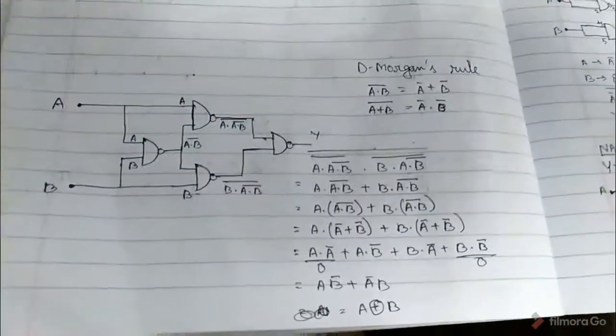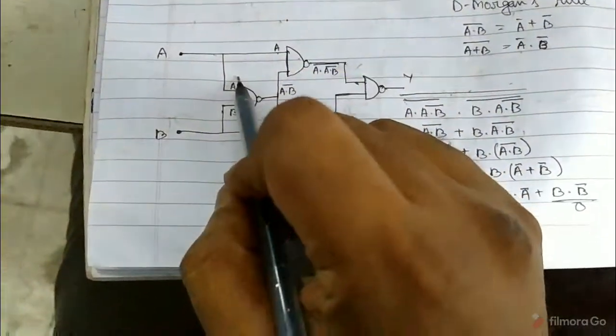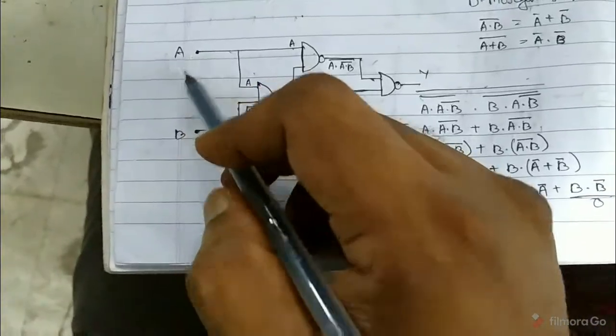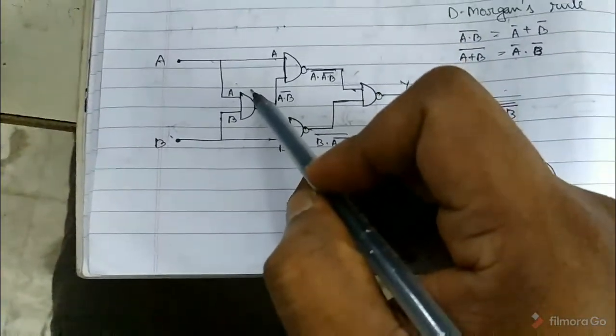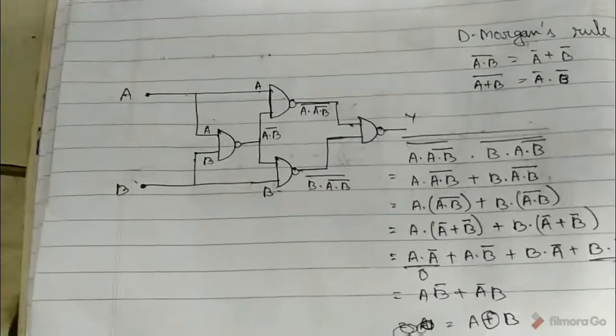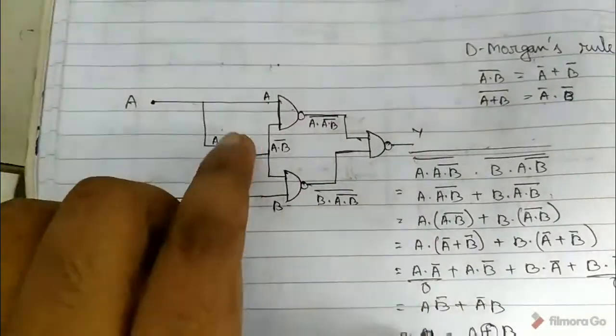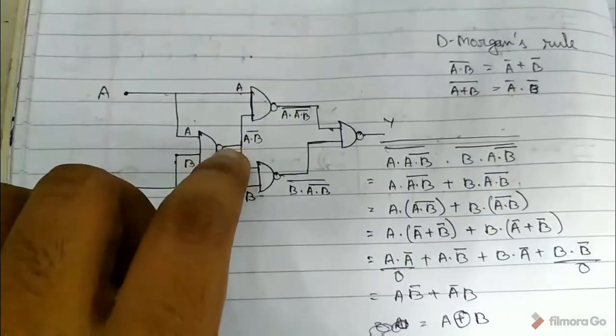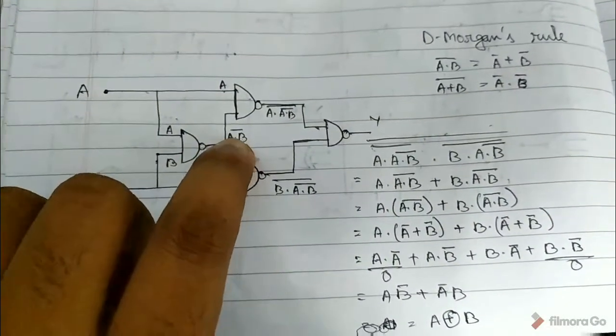Okay, I'm starting from this point. See, it is A, B. So at the first gate, A and B are applied, so the output equation will be (A dot B) bar because it is a NAND gate.